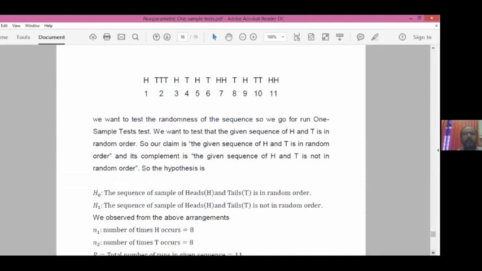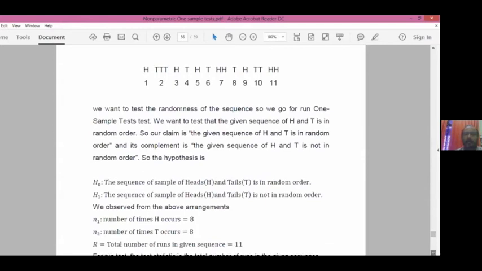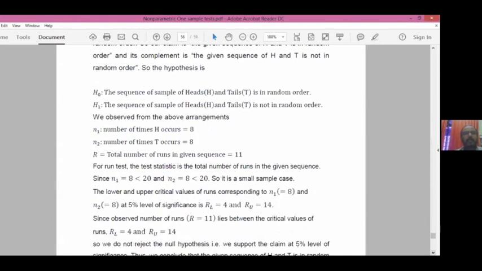We want to test the randomness of the sequence, and we go for the run one sample test. We want to test whether the given sequence of heads and tails is in random order. So we claim our given sequence of heads and tails is in random order, and the complementary claim is that it is not in random order. The hypothesis is stated here. Look at the hypothesis: the number of times head occurs is 8, and the number of times tail T occurs is 8 also. R is the total number of runs in the given sequence.